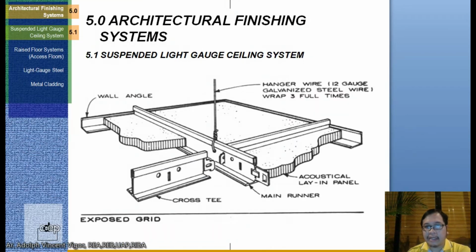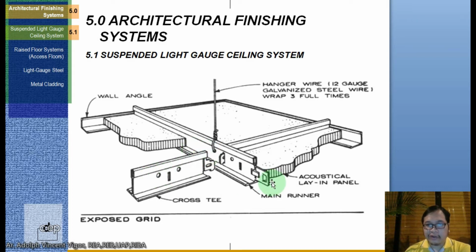Okay, so this is an example of a suspended light gauge ceiling system, where in here you can see this is the hanger, this is the cross T, this is the acoustical lay-in panel, this is the main runner, and this is the wall angle. Okay, so the distance between the bottom of your slab up to this ceiling here is what you call the plenum. Okay, so it's important to know that because I think it would come up in your board exam. It's also important in your future practice.